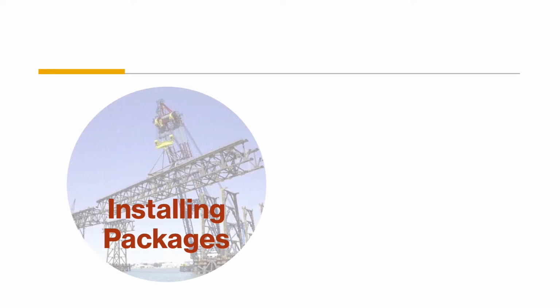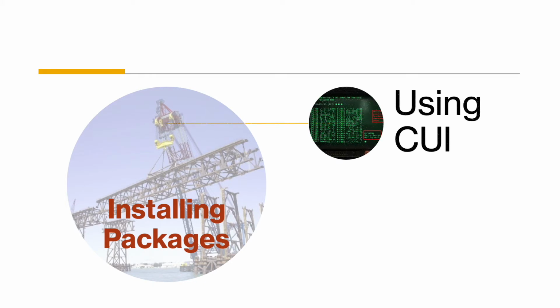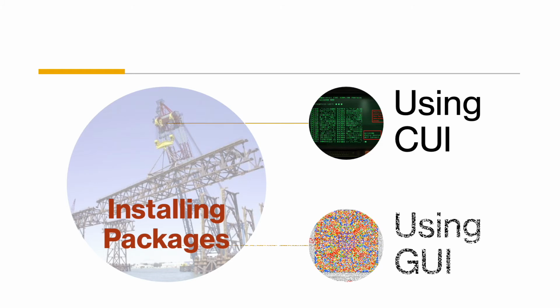Before we can use the packages or the libraries, we need to install them. So we'll go through the process of how to install the packages or libraries. Now the packages can be installed using a CUI, that is a character user interface, or there is also a provision in RStudio where we can use the GUI to install packages. We will first go through the process of installing the packages using the character user interface.